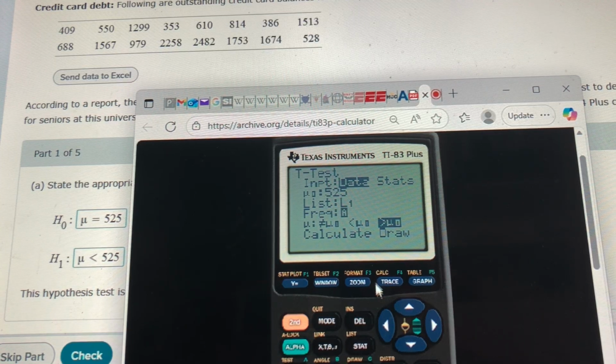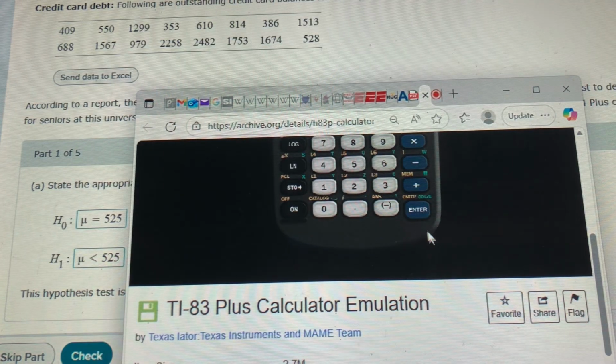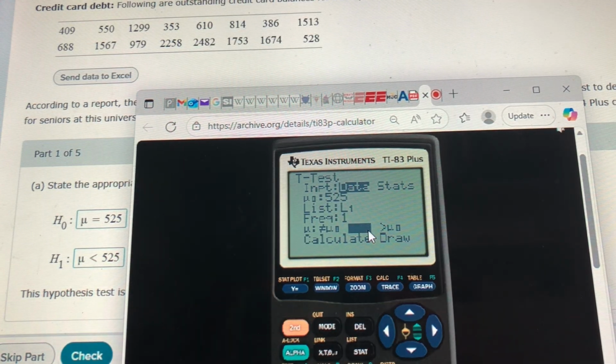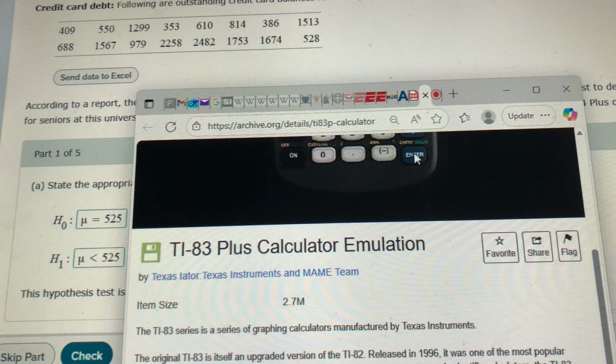Frequency defaults to a 1. I know the answers work if you leave that as a 1, and I don't actually know what would happen if you change it to something else, but leave it as a 1 and it'll work. And here's less than, so I need to pick the less than right here in the middle. Go up, and while it's flashing on less than, press enter. Now that one's selected. Go down, and while it's flashing on calculate, press enter.